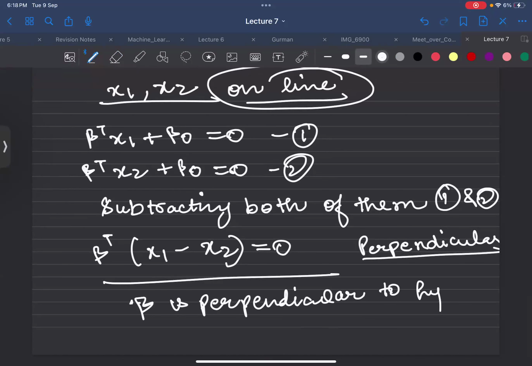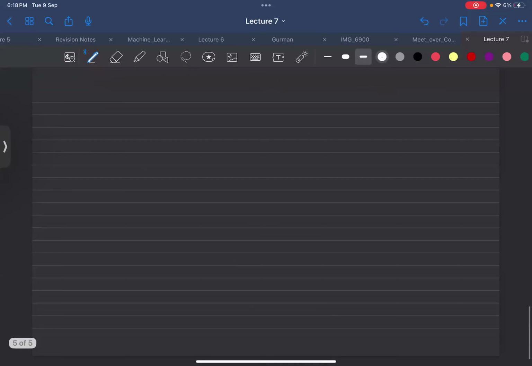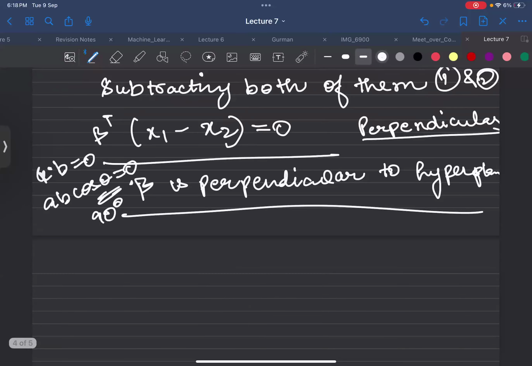Now, the MCQ can be about this as well. What does this mean? Is beta transpose perpendicular? What should be the answer? It is perpendicular. Why? A dot B is equal to 0, which means |A||B| cos theta is equal to 0, which means theta is equal to 90 degrees. Fine?